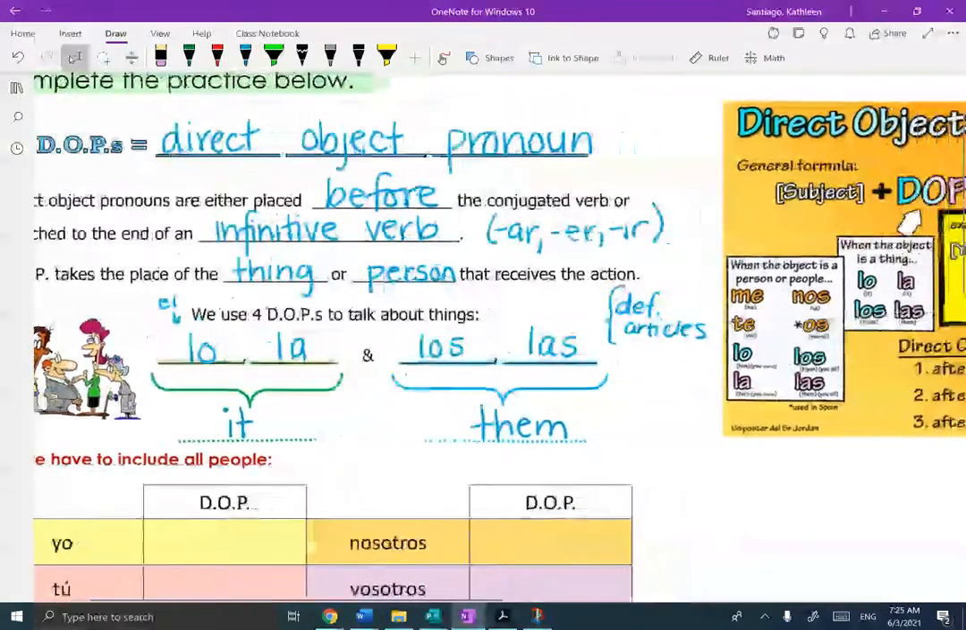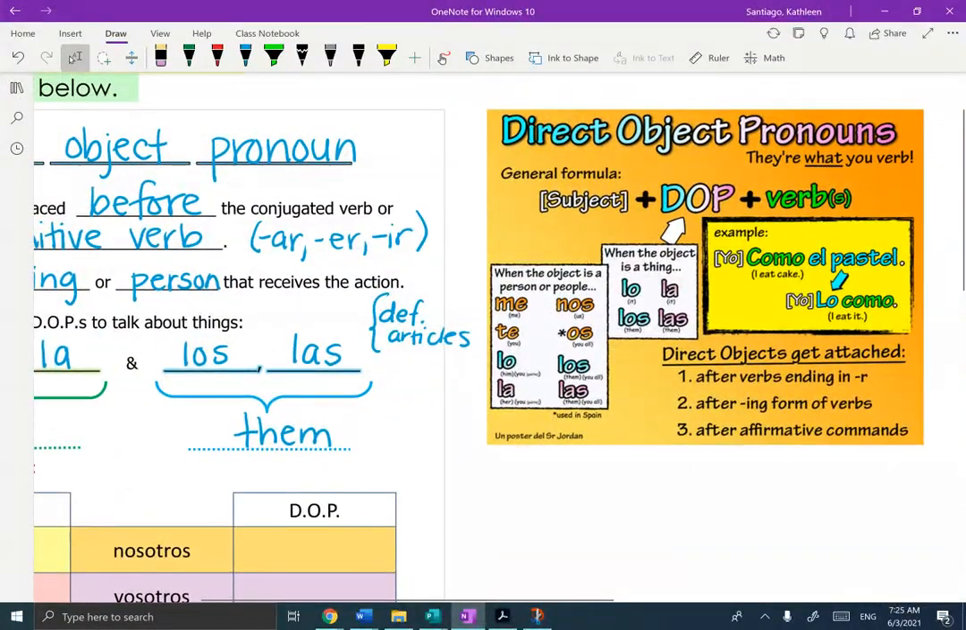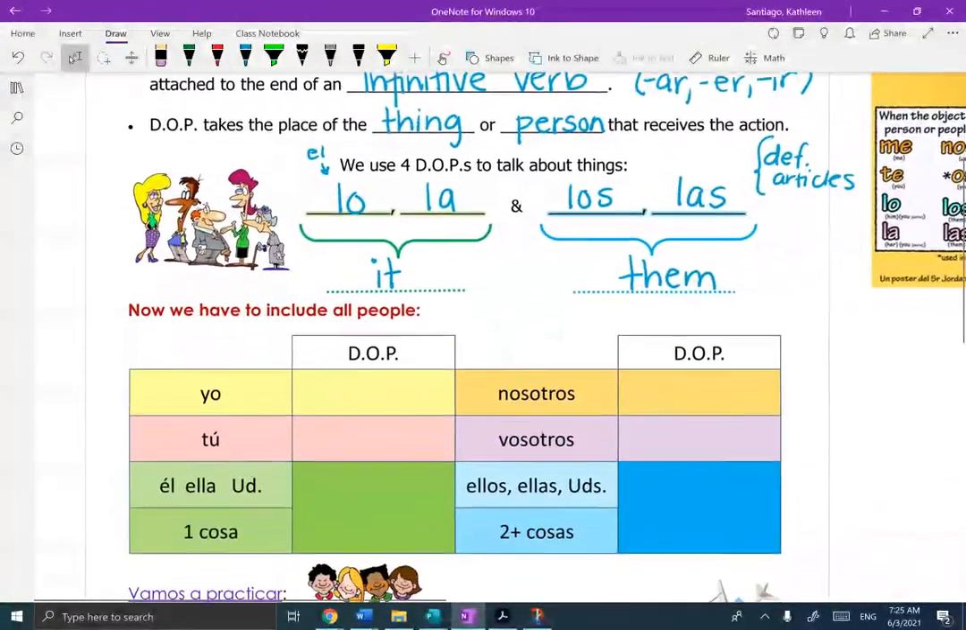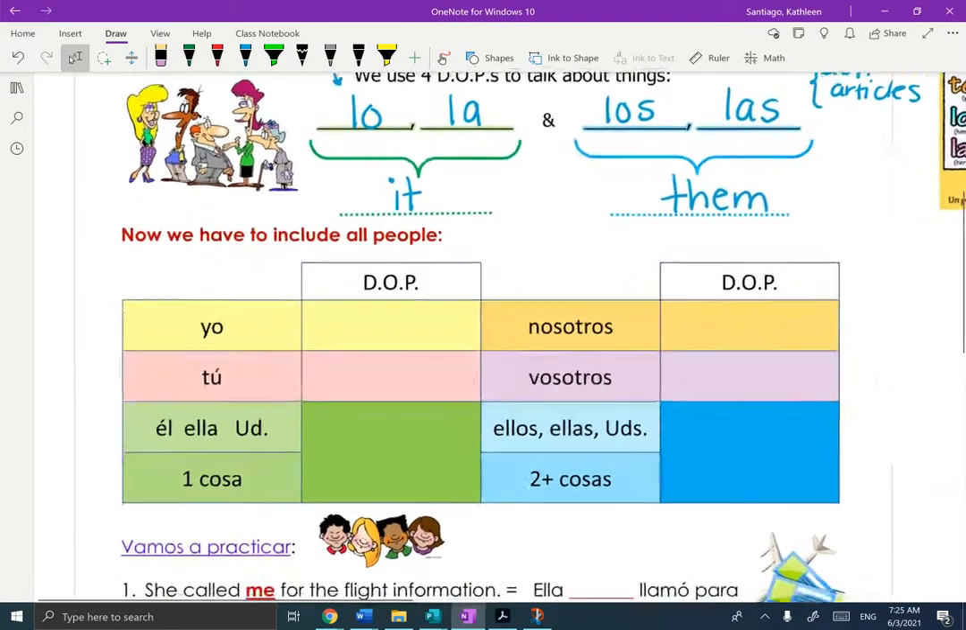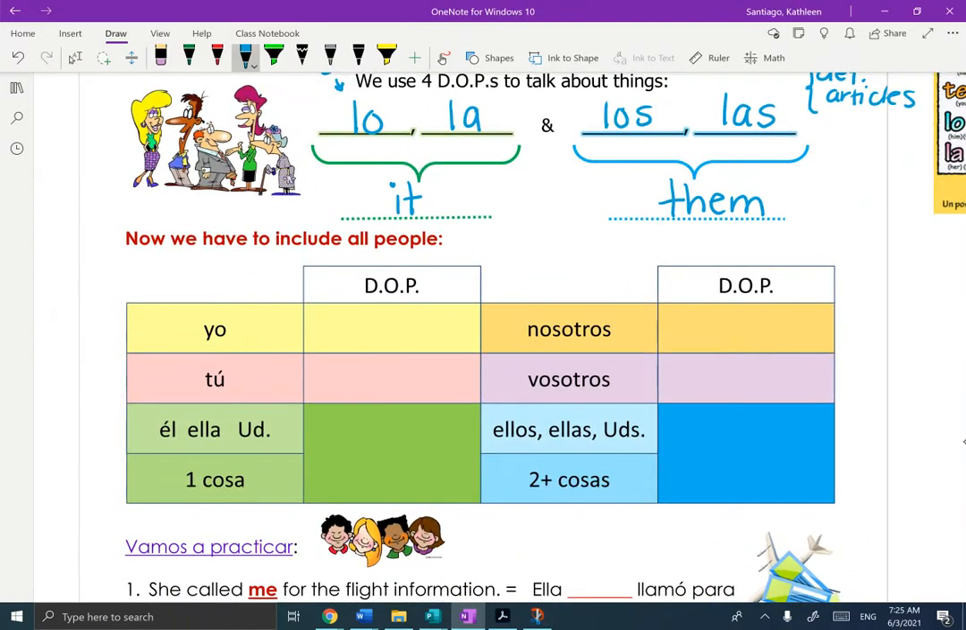Okay, you'll note that there's a chart to the side as well. Let's take a look. We're making our own chart. So if you want to say they include me, this will actually be me, and it'll be me. Tú will be te. One thing, cosa, thing. A cosa is a thing. One thing, it could be a lo or a la.